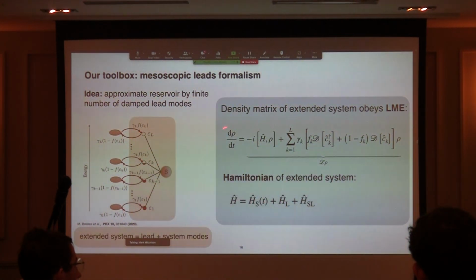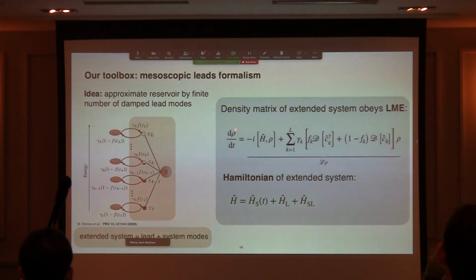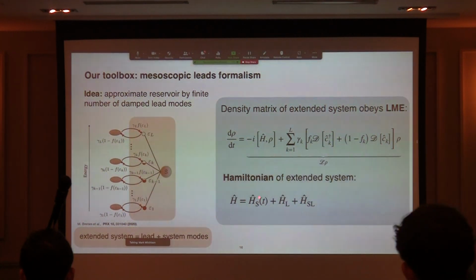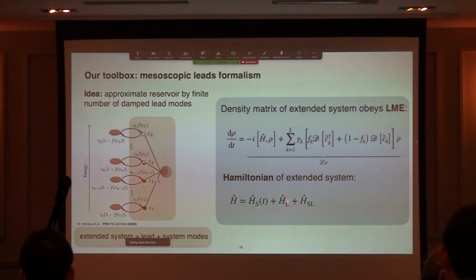This here is the form of the Lindblad master equation for the density matrix of the extended system, where H is the Hamiltonian of the extended system. And these are just the jump terms that describe hopping in either direction on all of the lead nodes. The Hamiltonian of the extended system might have arbitrary time dependence in the system Hamiltonian. Then there's a term describing the lead, and the Hamiltonian that is typically of the form of the hopping Hamiltonian that describes interactions between the system and all of the individual nodes.